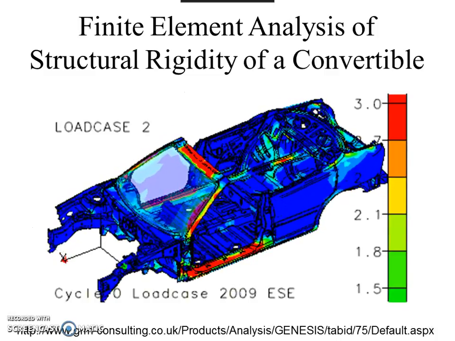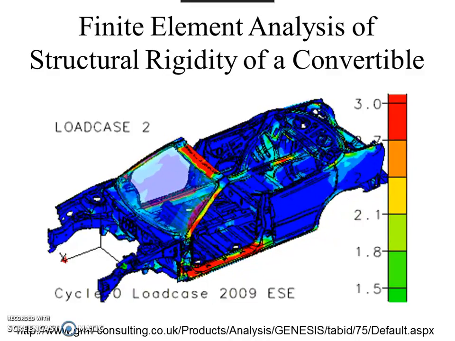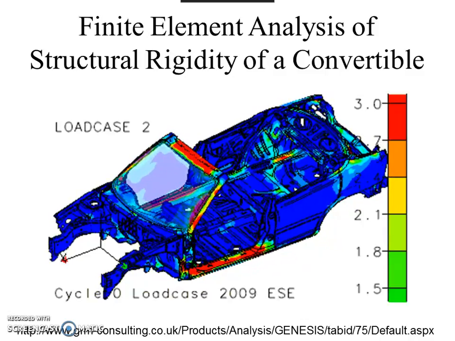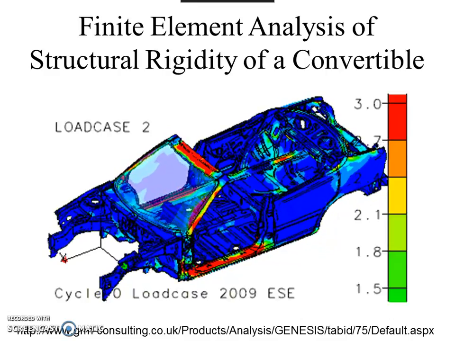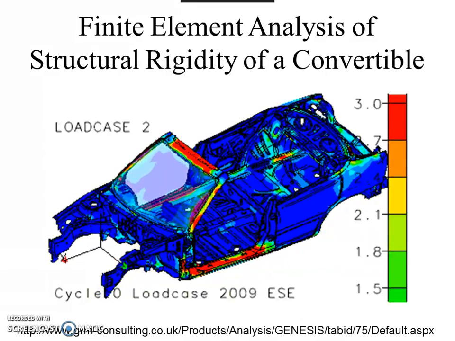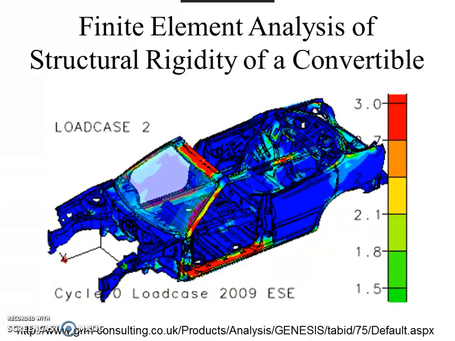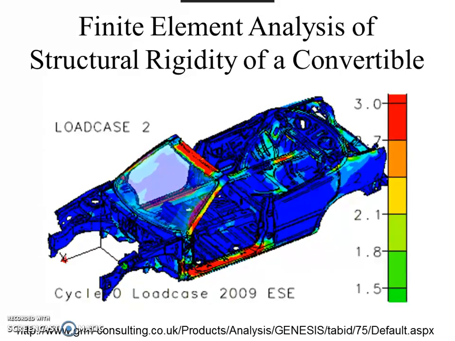This is just one example of a type of analysis that you're probably familiar with and you've seen before. This is just a finite element analysis of the structural rigidity of a convertible. And really this is just eye candy meant to show you one of the possible analysis techniques that you will draw from your engineering science background to apply to engineering design. So it's kind of neat to look at it wobbling back and forth there.